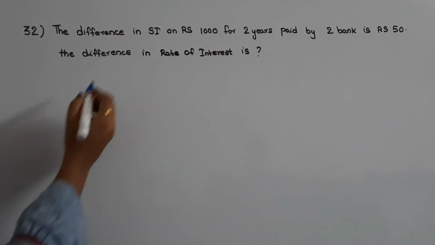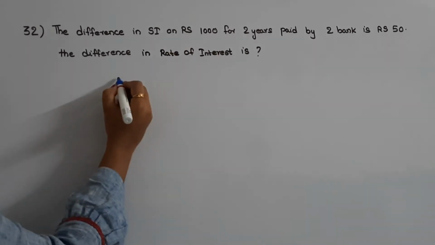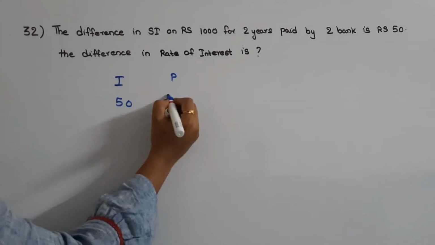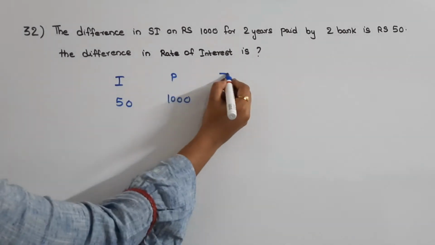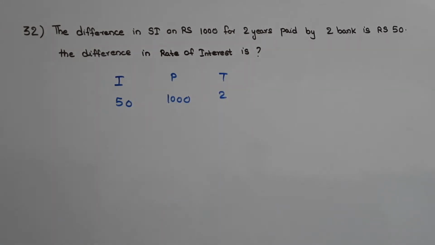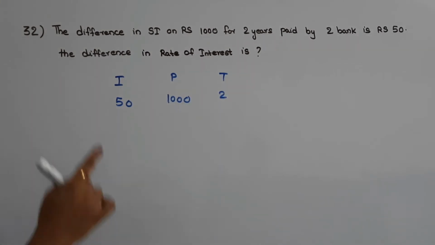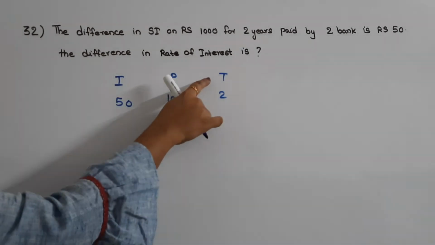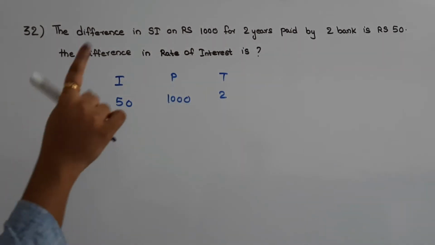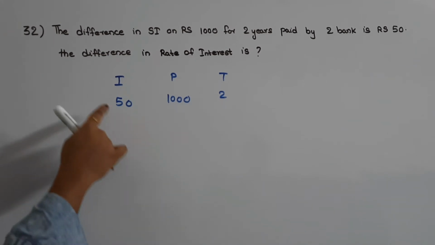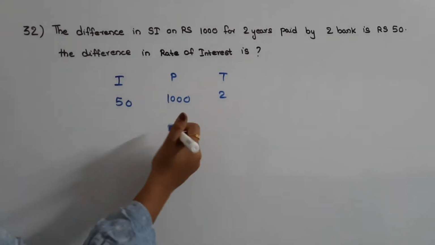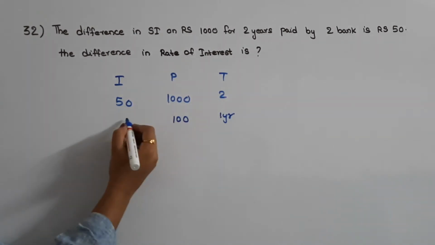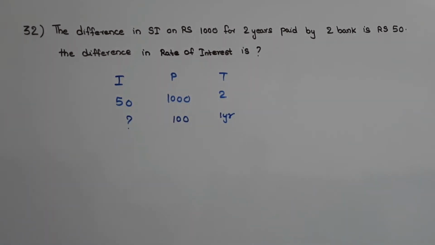So, let us write: difference in the interest is 50 when the principal is 1000 and the time period is 2 years. I told you rate of interest is the interest when the principal is 100 and the time period is 1 year. We need to find out the rate of interest. So, let us see what is the interest when the principal is 100 and the time period is 1 year. That will give you the value of rate of interest.